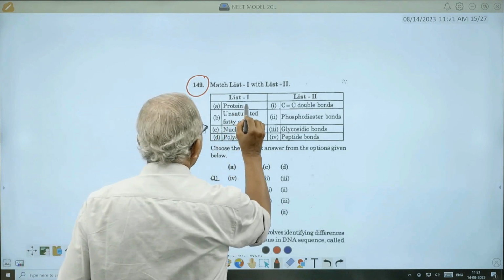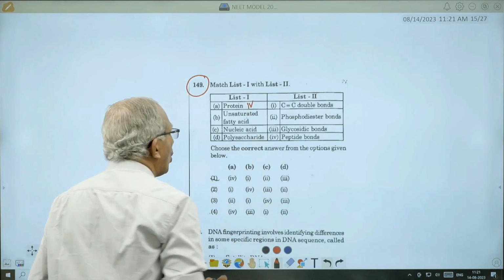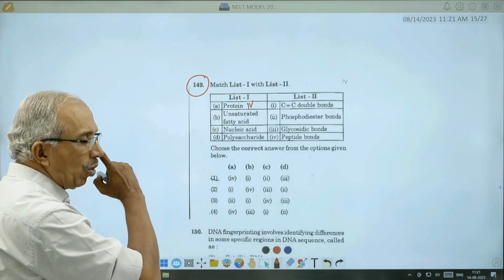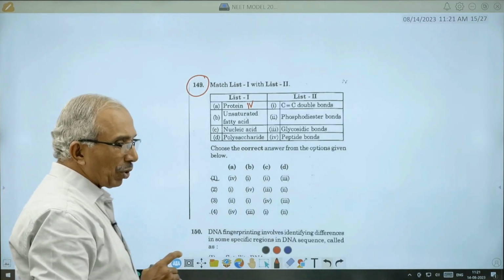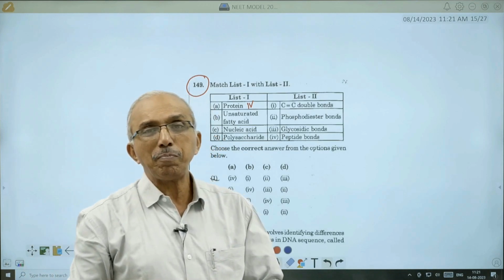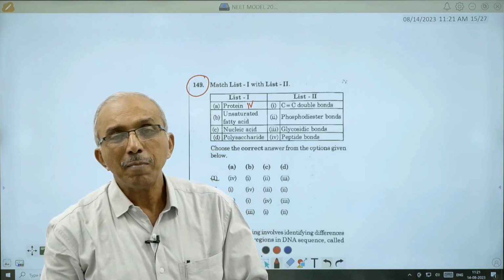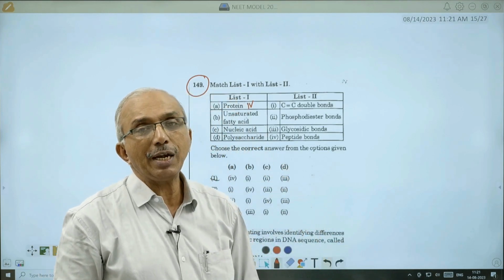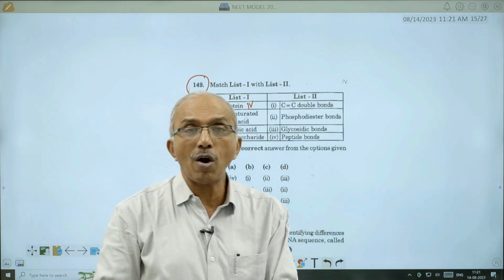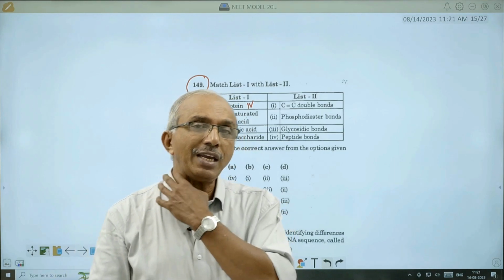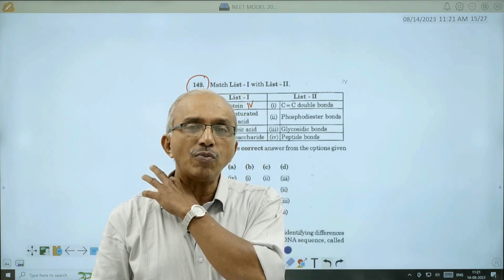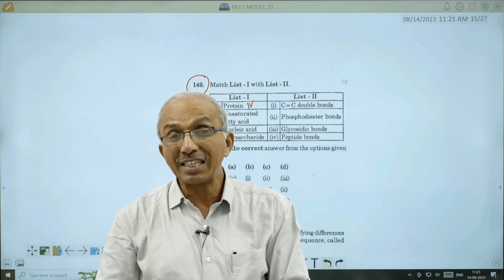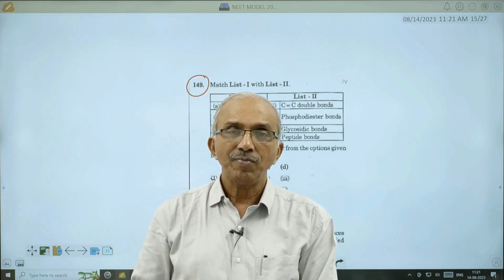Proteins can be matched with item number 4 of list 2 because proteins contain polypeptides. They have peptide bonds. What is a peptide bond? It is the bond formed between the carboxyl group of one amino acid and the amino group of another amino acid.